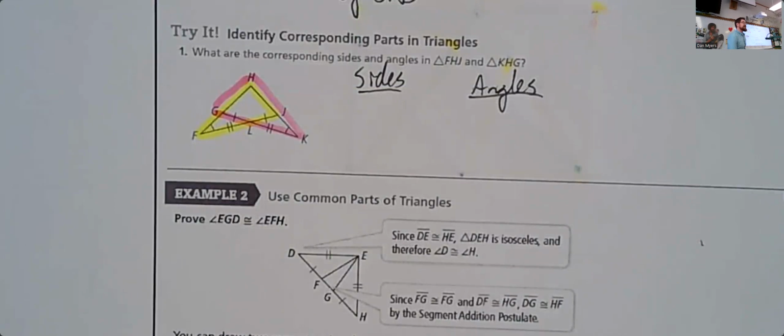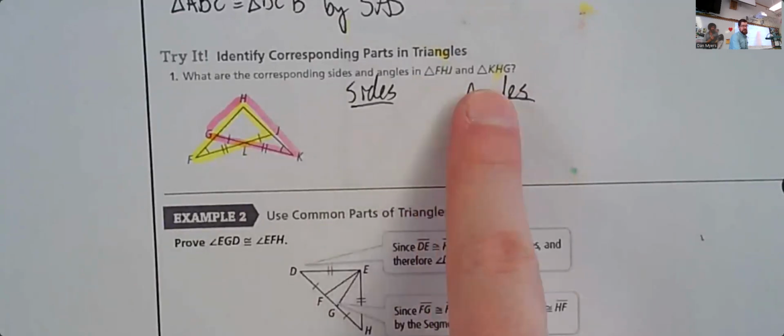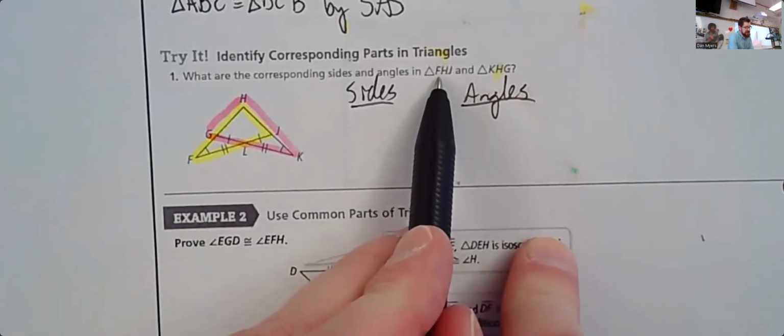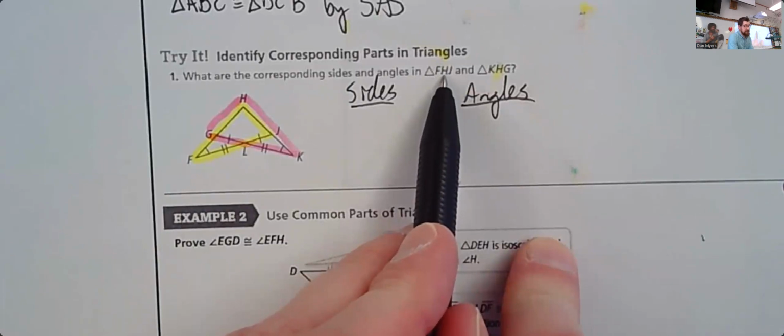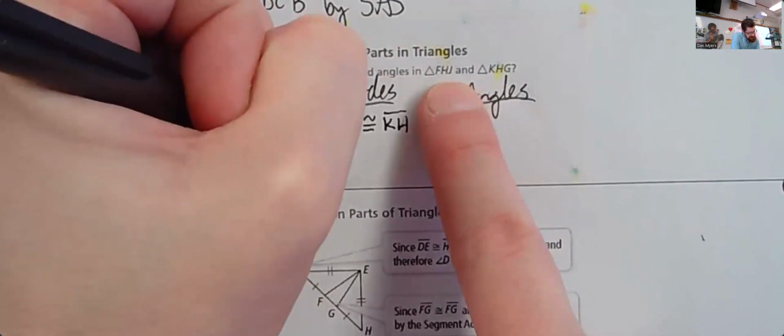Or maybe the easiest way to do it is what I suggested when we did our first lesson in this unit, and that is look at the congruency statements. That's probably the easiest way to figure it out. So we're talking about sides that are congruent here. One of the sides on triangle FHJ would be side length FH. So that means that FH corresponds to what on the other one? KH, yeah. And then from 2 to 3, HJ corresponds to what?